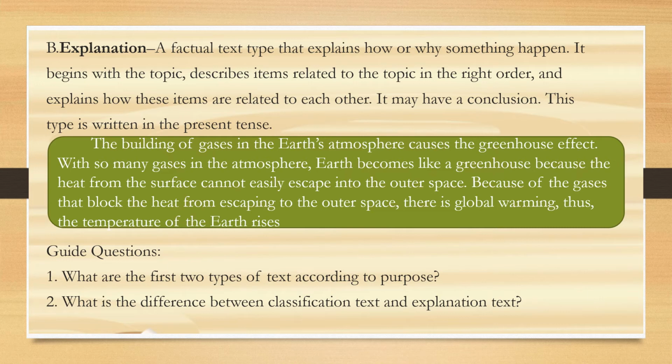Example: the building up of gases in the Earth's atmosphere causes the greenhouse effect. With so many gases in the atmosphere, Earth becomes like a greenhouse because the heat from the surface cannot easily escape into the outer space. Because of the gases that block the heat from escaping to the outer space, there is global warming, thus the temperature of the Earth rises.